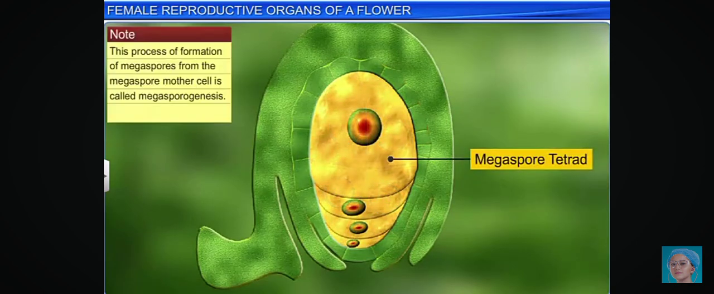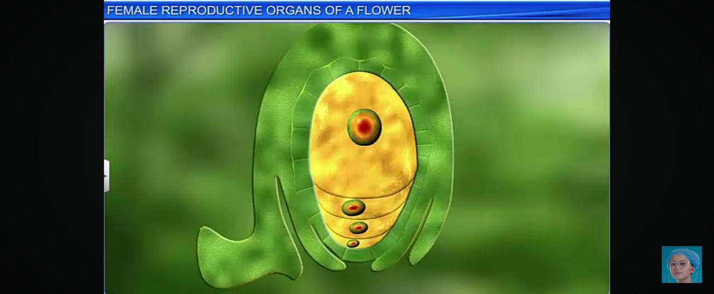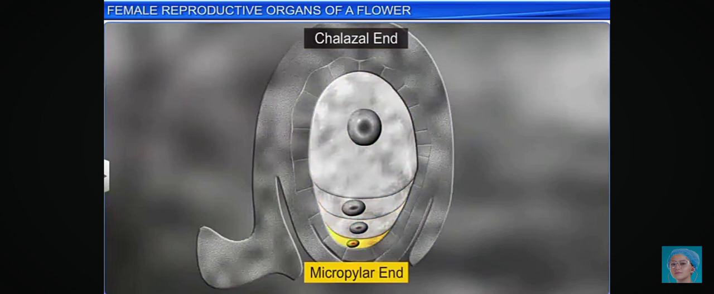This process of formation of megaspores from the megaspore mother cell is called megasporogenesis. Of the 4 megaspores, usually the one near the chalazial end becomes functional, whereas the other 3 near the micropylar end degenerate.